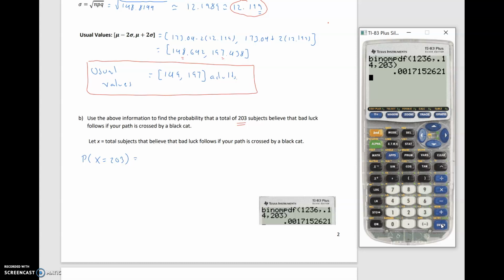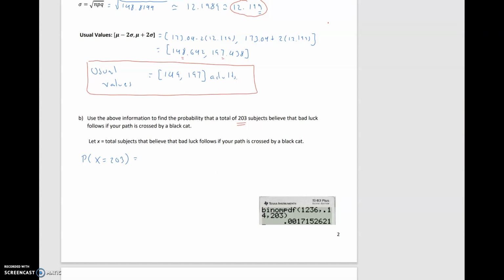Let me write it up. I have the actual output already on the file. So this one gave us approximately 0.0017.